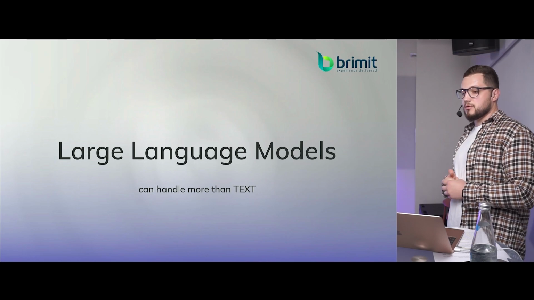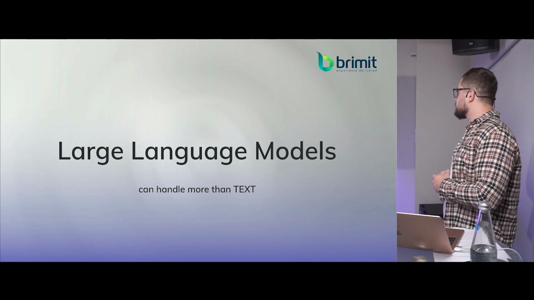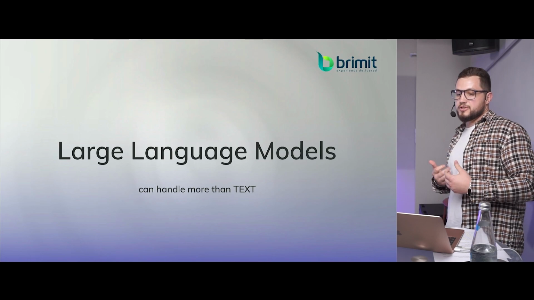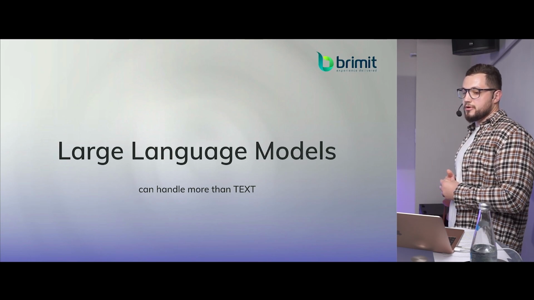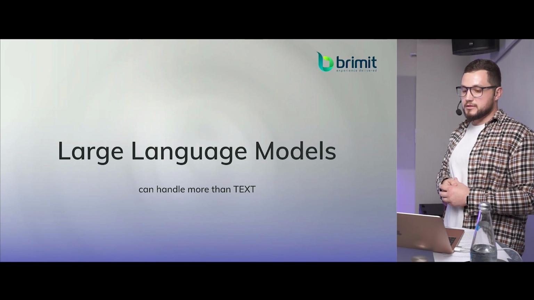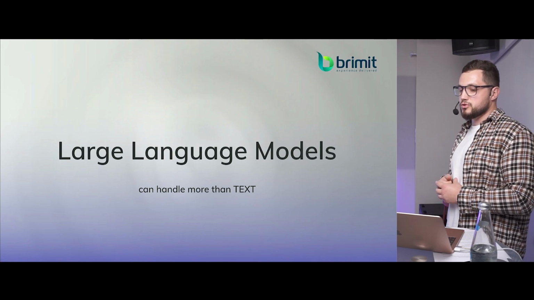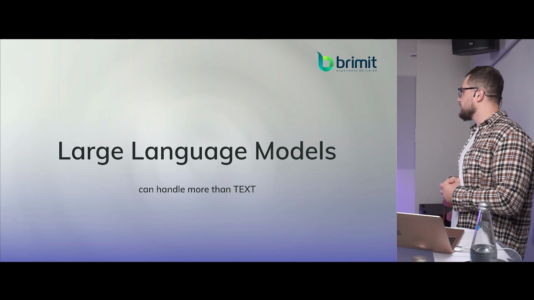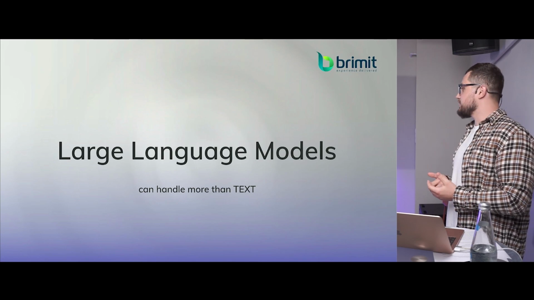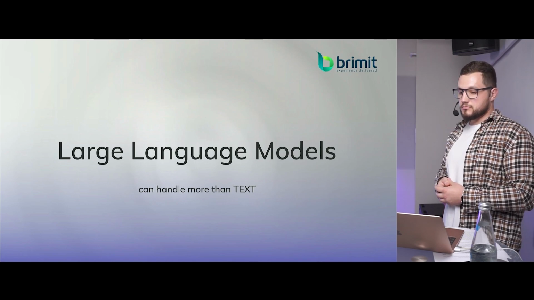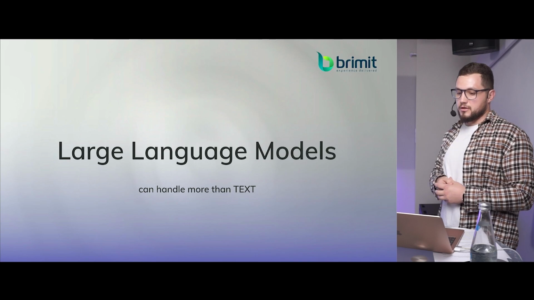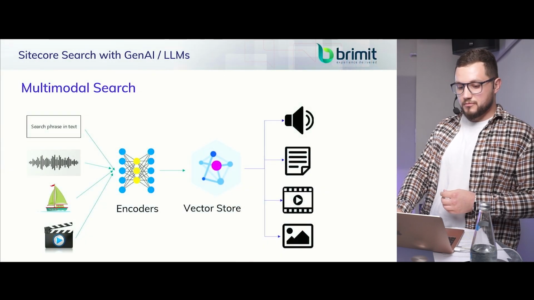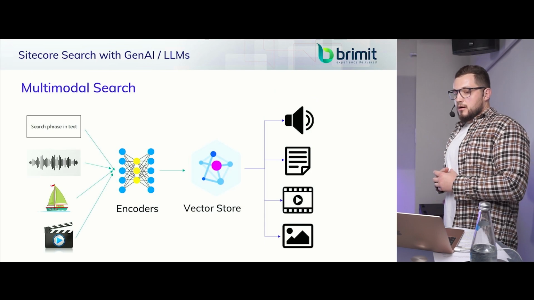And now let's talk a little more about large language models and multimodal search. In traditional search, we search text information by using text keywords. But there is no reason why we should stop at just text, because machine learning models can actually understand a lot more than text. And it's really exciting. Let's start with multimodal search.